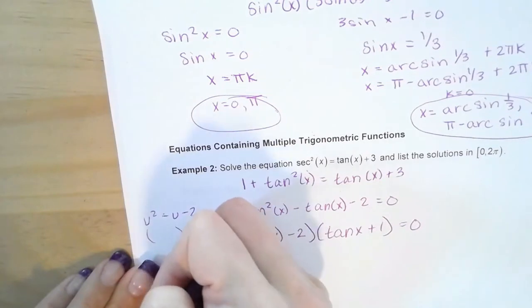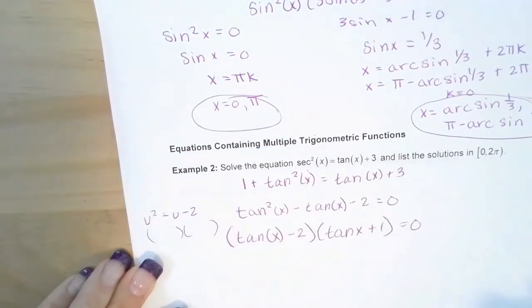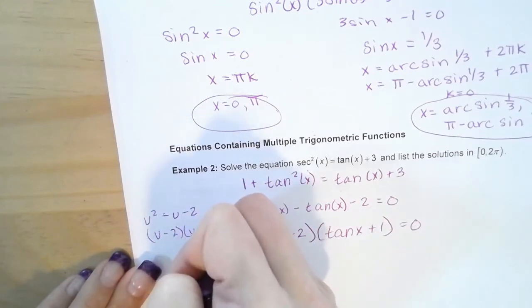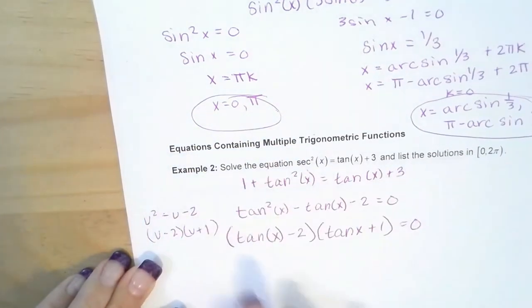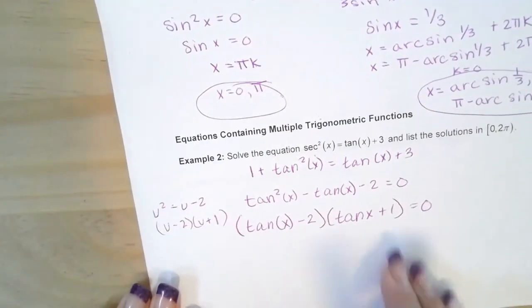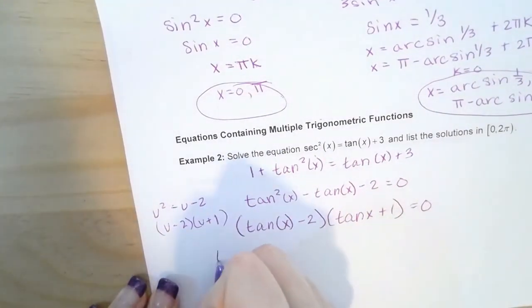If you need to think of this as u squared minus u minus 2, and then factor that, what two numbers, and so on and so forth. This would be u minus 2 times u plus 1, and then u is actually my tangent. Now we have these two parts that we can set equal to 0 separately.